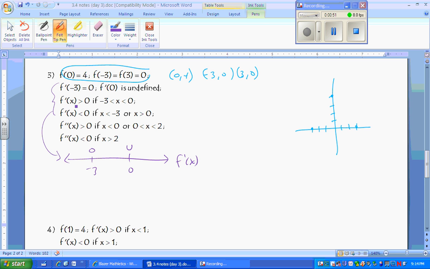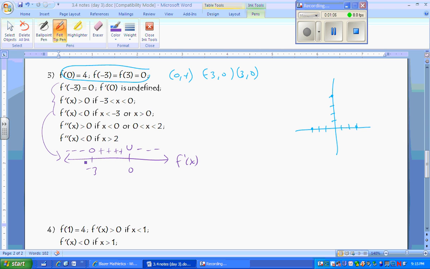Here it says the derivative is greater than 0, positive, when x is between -3 and 0. So it's positive in here. And it's negative when x is less than -3, or when x is greater than 0.